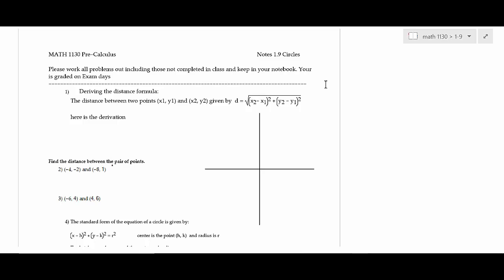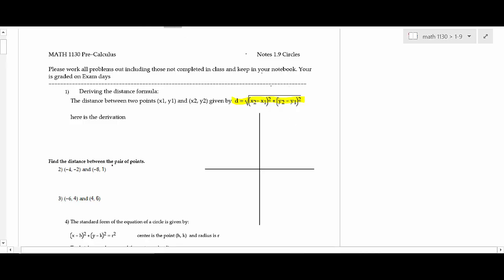The distance formula is a central part of a circle, okay? So I want to show you where it comes from. I would like you to write this derivation down. This is the distance formula. It just gives you the distance between any 2 points on a Cartesian coordinate system.